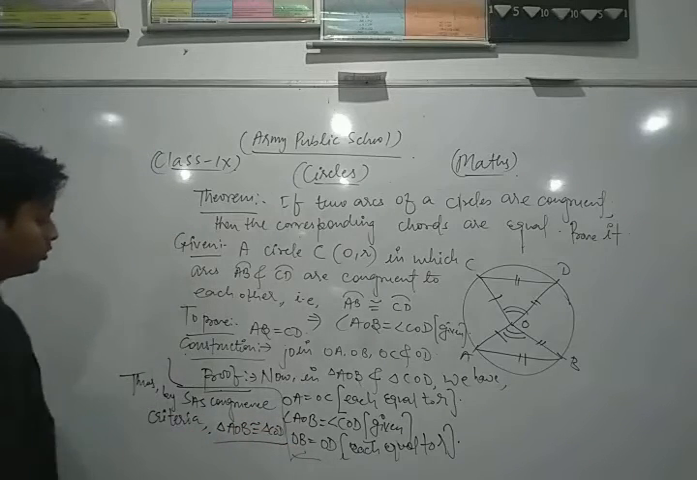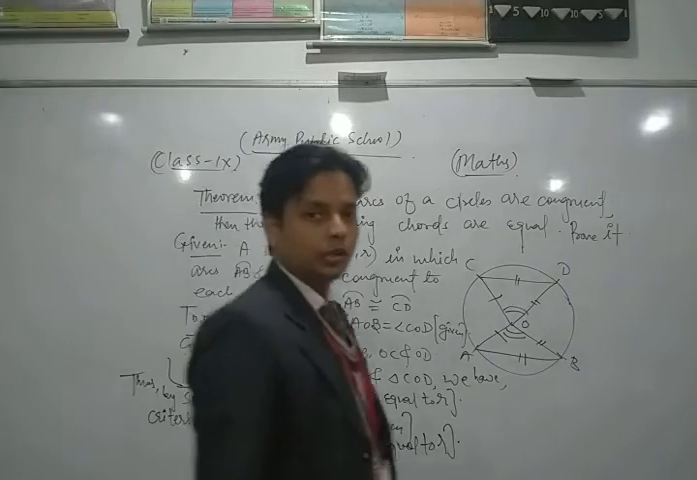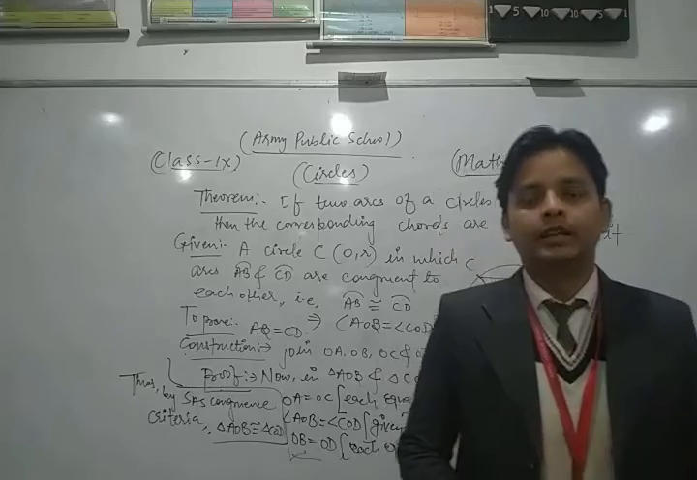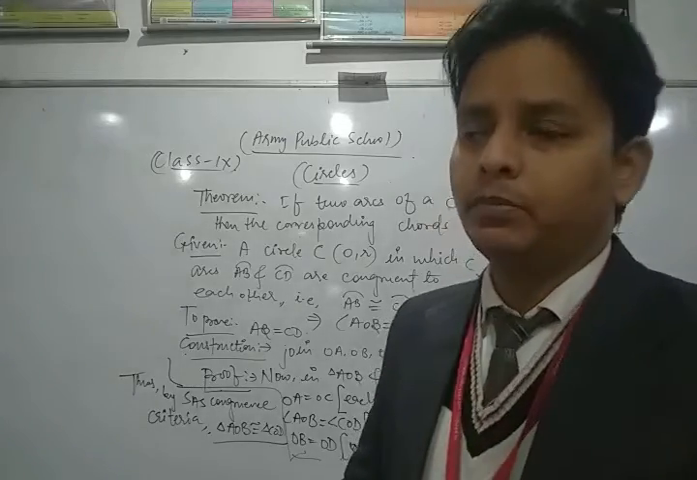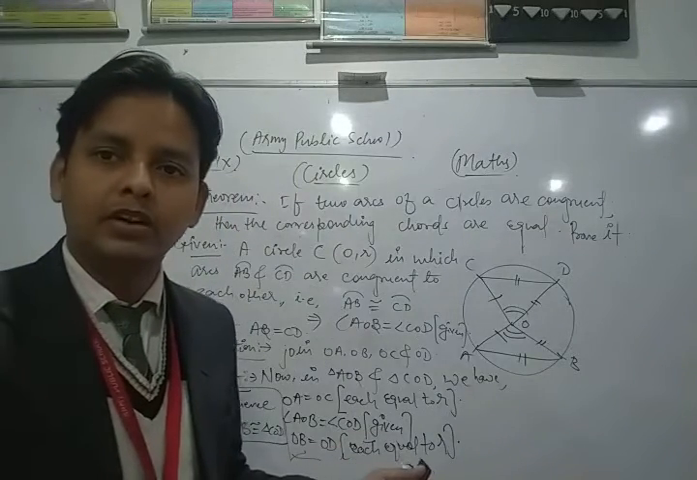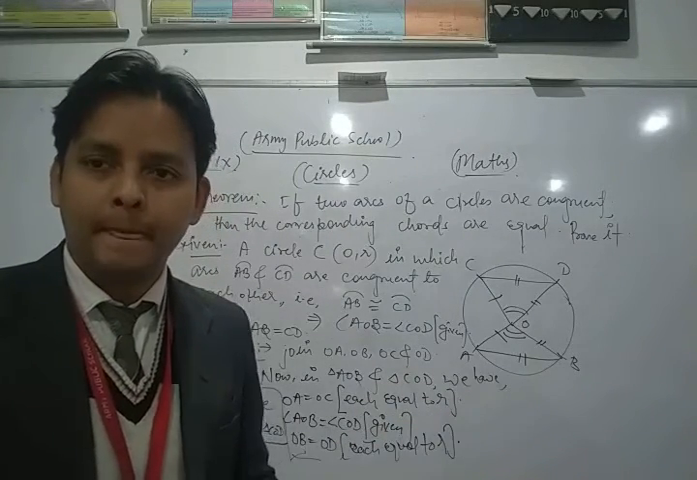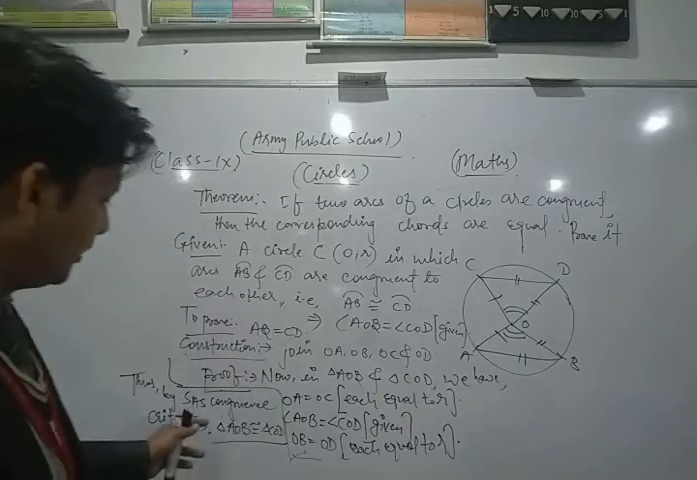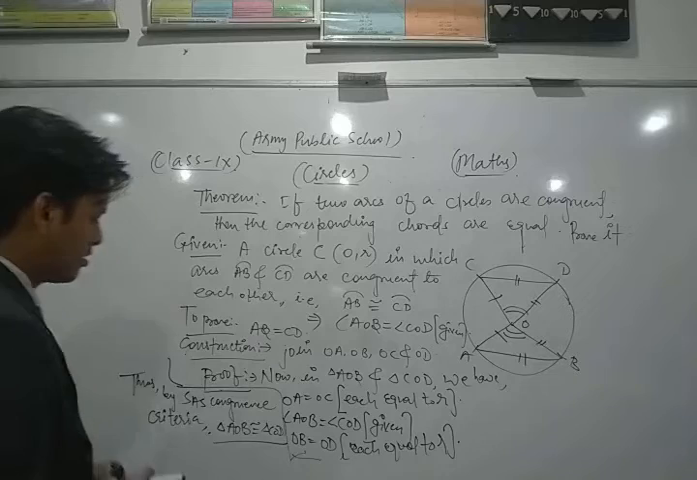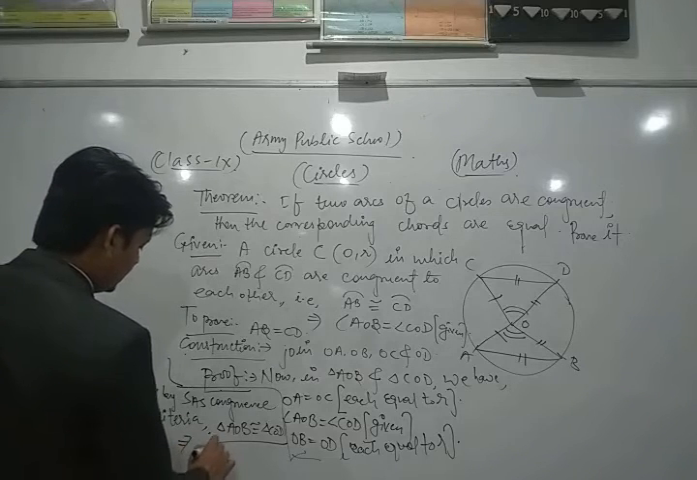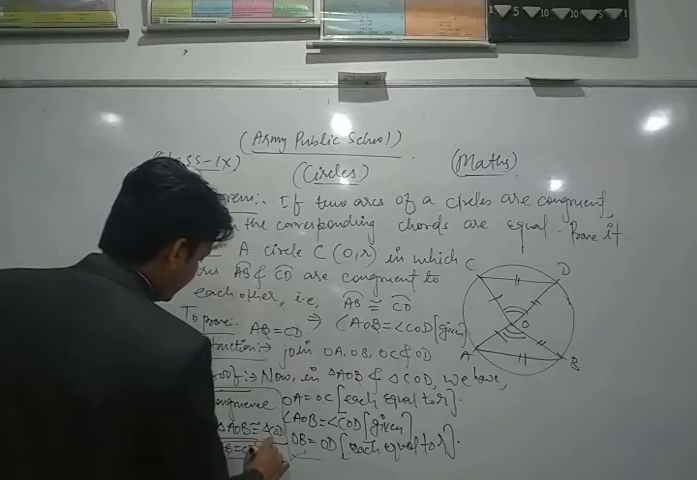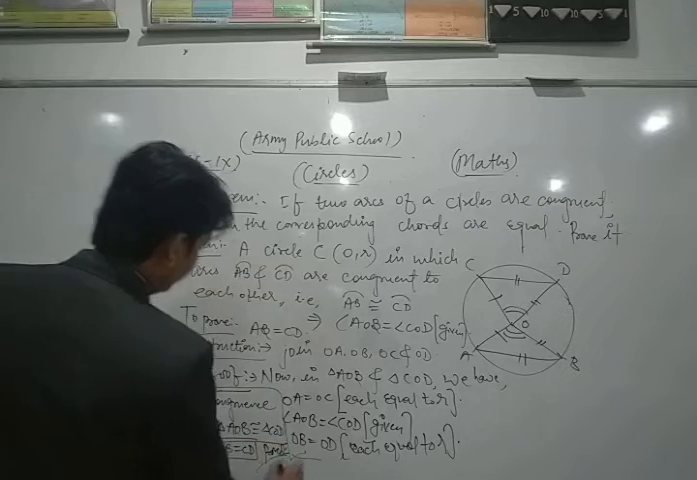triangle COD. So dear friends, you know that if two triangles are congruent to each other, then by the concept of CPCT, which means corresponding parts of congruent triangles must be equal to each other. So in this way they are congruent to each other. So thus by CPCT we have AB is equal to CD, hence proved.